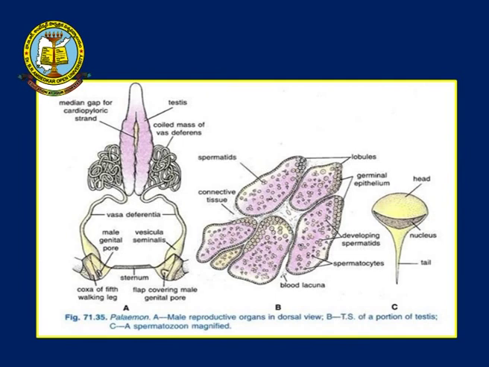Now, if you can see the sperm over here, they have a globular head region, a nucleus present over there, and a very pointed tail. So, that is the male reproductive system.